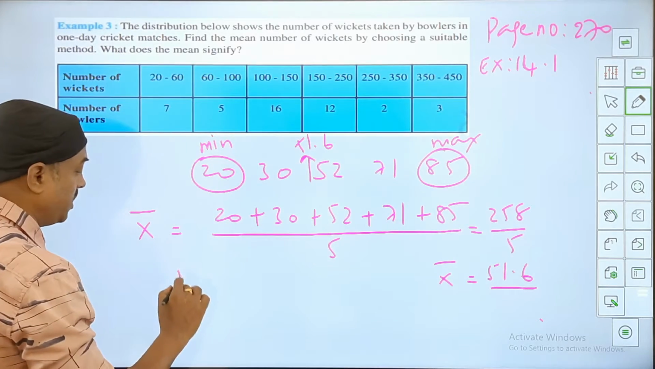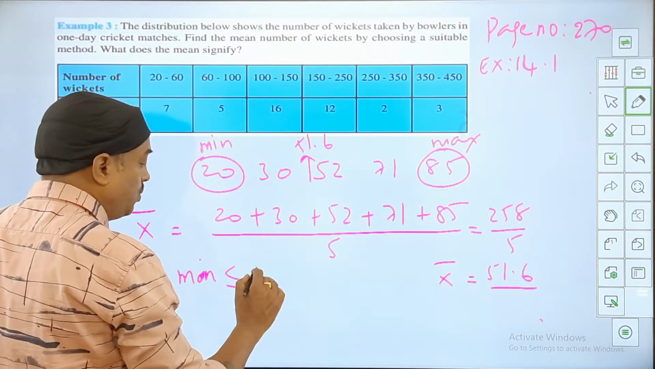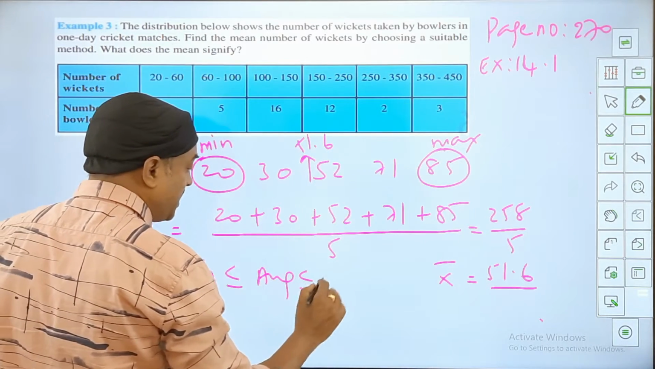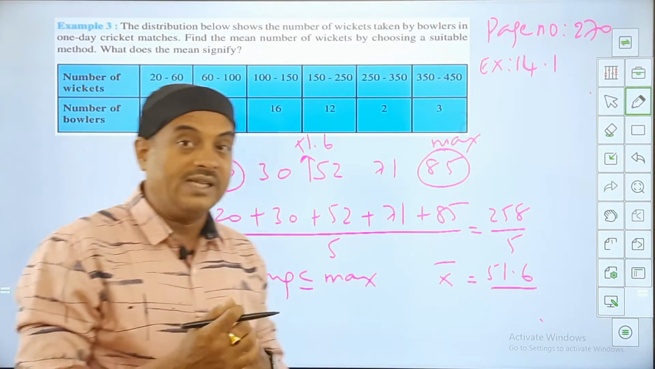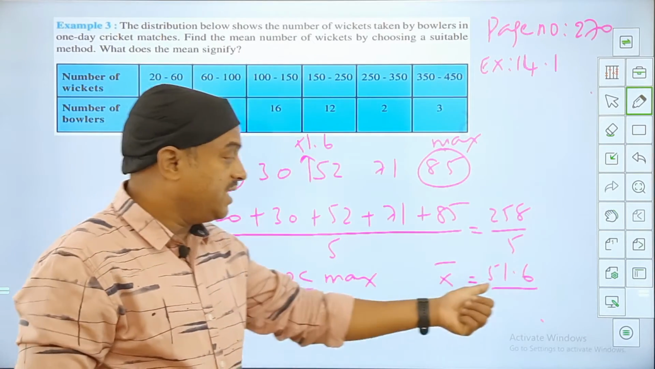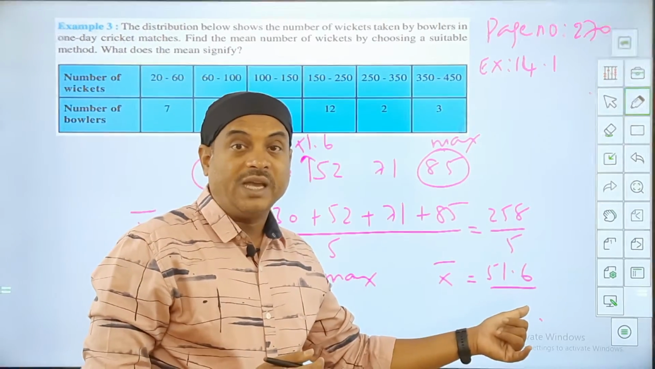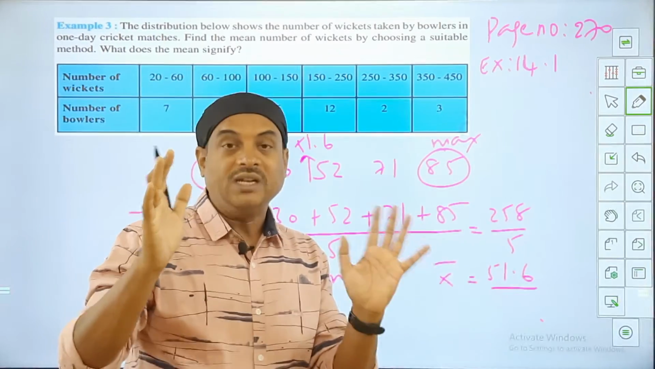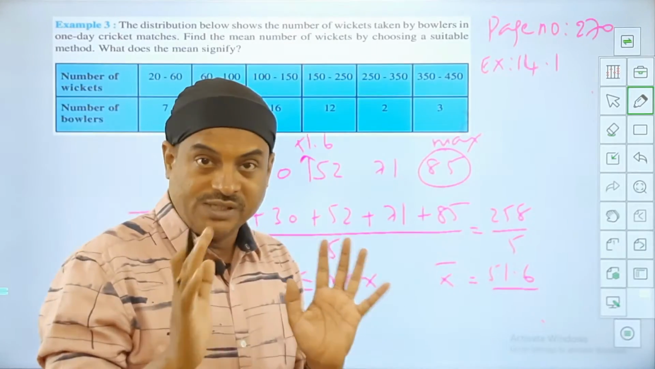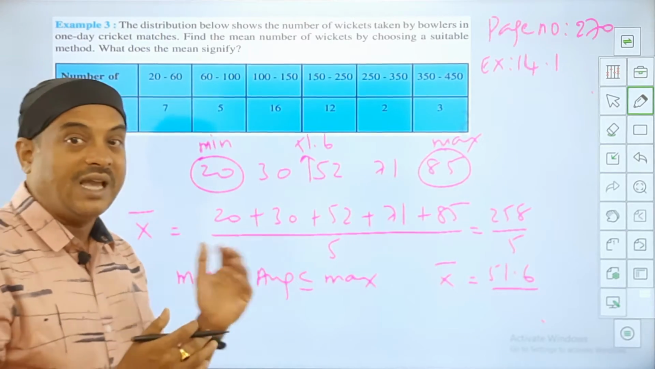So you can make a note here. Minimum is less than or equal to average, and average is less than or equal to maximum. So this will help you to understand whether your answer is correct or not. Suppose this number is less than minimum, then the answer is wrong. If this is greater than maximum, again the answer is wrong. So it should fall in between the minimum and maximum of the numbers. Okay, all of you? So this is what the mean is all about in 9th class.